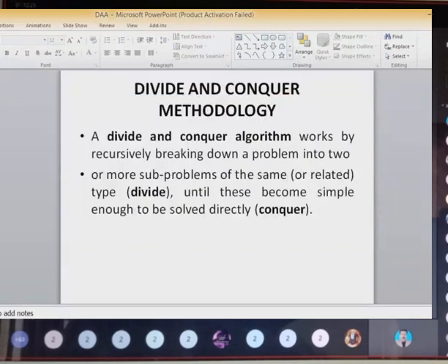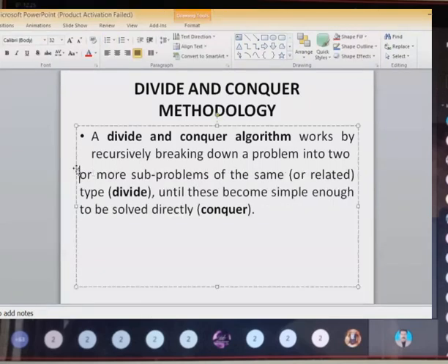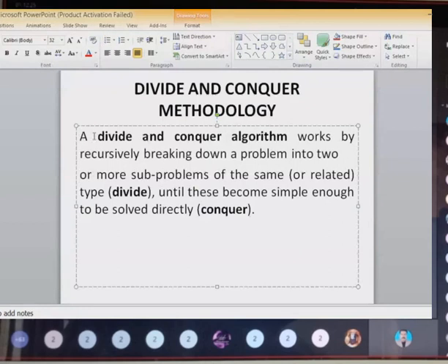Today's class, we are going to discuss the divide and conquer methodology. This divide and conquer methodology is nothing but dividing the problem into subproblems. Conquer is nothing but combining the solutions of the subproblems.